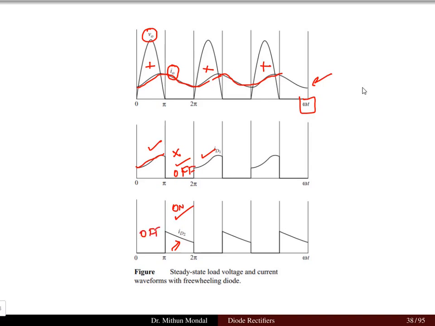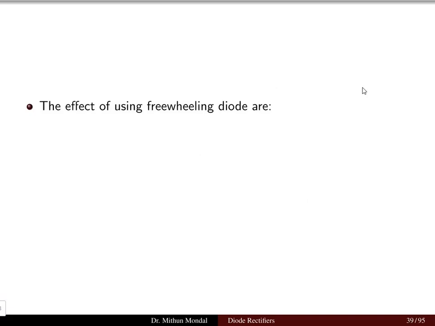Here the diode D2 is off. Then again it will be off, and then here it will be on. So here it is off. So the diode D1 is off and diode D2 is on.